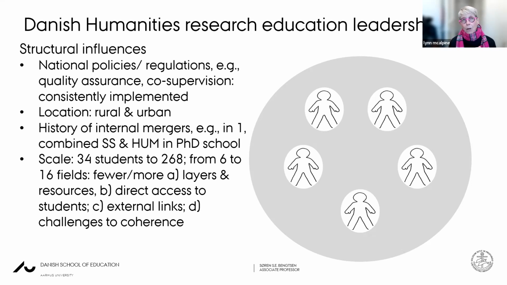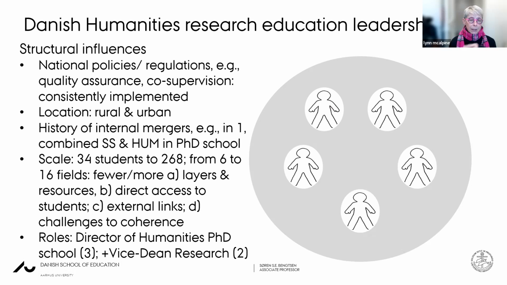And now I want to go on to the kinds of things that we're seeing emerge. Oh, I forgot this was important. 3 of them were directors of humanities PhD schools only. 2 of them were also vice dean of research. So they're combining research leadership with research education leadership. So this is an interesting phenomenon that I'll reflect on shortly.